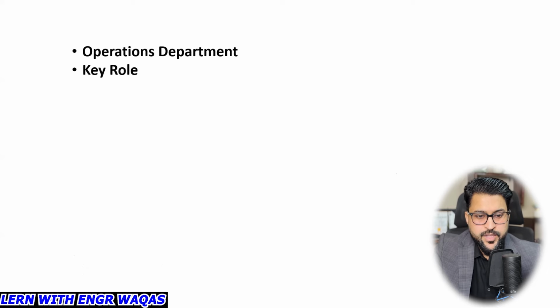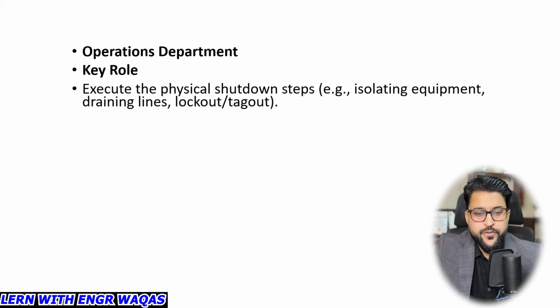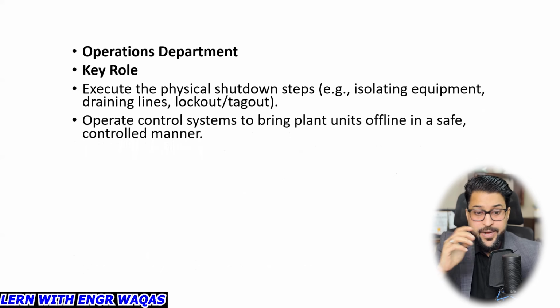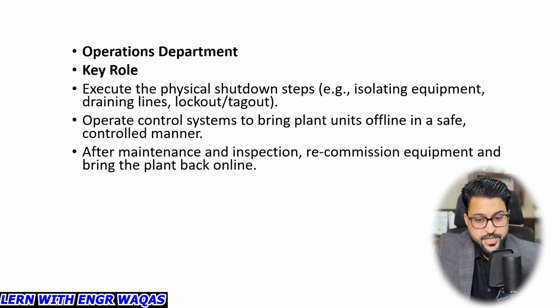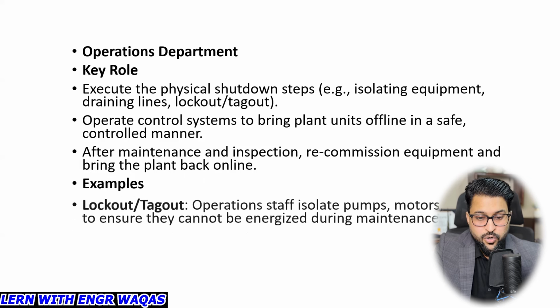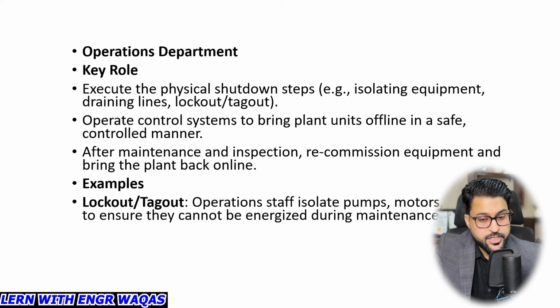Operation department, key role: execute the physical shutdown steps, isolating equipment, draining lines, lockout, LOTO system, operate control systems to bring plant units offline in a safe controlled manner. After maintenance and inspection, recommission equipment and bring the plant back online. LOTO system, lockout, tagout: operation staff isolate pumps, motors, or valves to ensure they cannot be energized during maintenance.